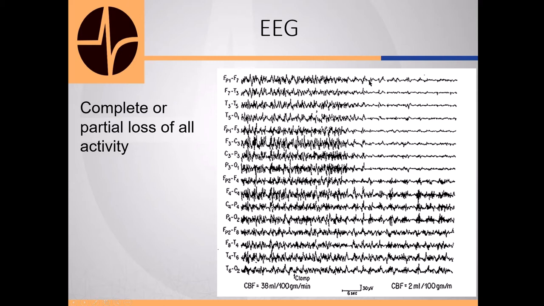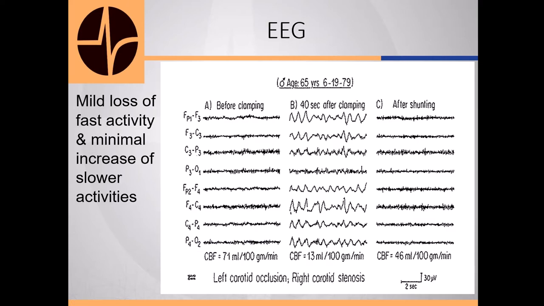And you can see that the left side has no blood flow to it. The EEG has just almost completely disappeared. The cerebral blood flow was down to 2. So they went from 38 to 2. You can get a mild loss of fast activity and minimal increase of slower activities.